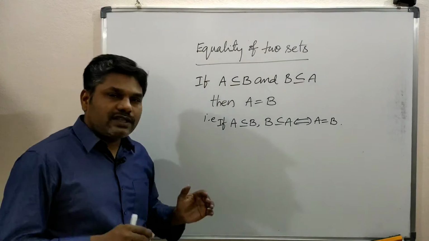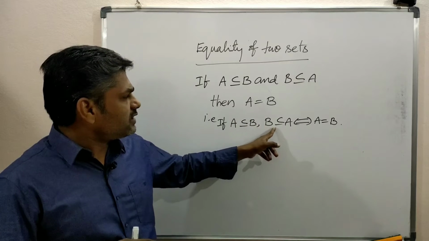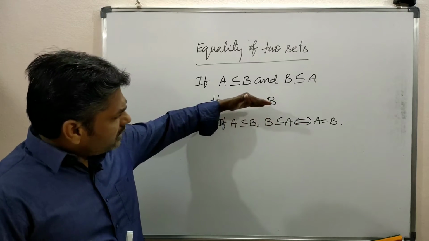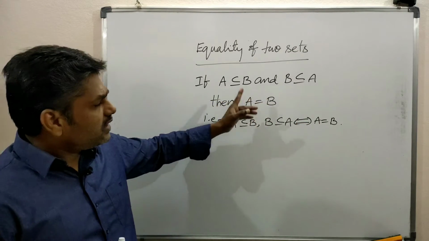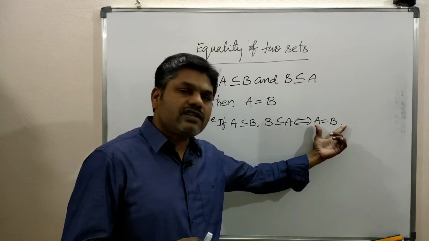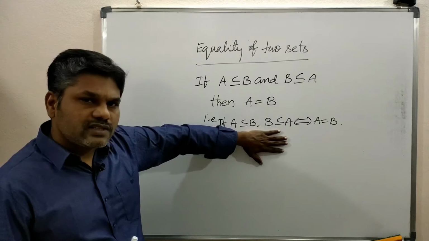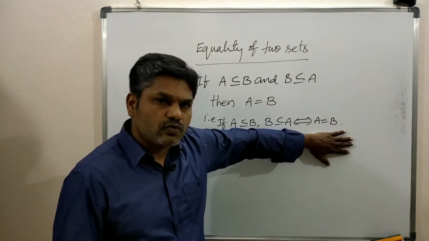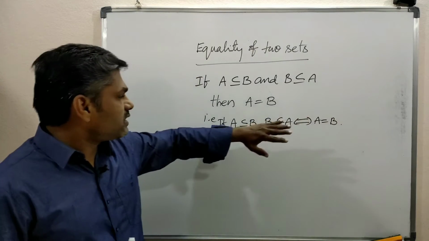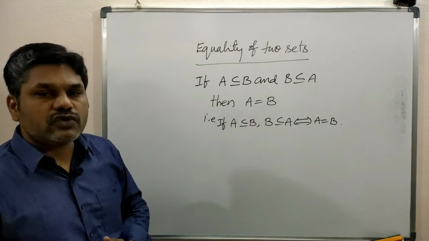So you may write that result. See, A is subset or equals to B and B is subset or equals to A. This is called double implies. Means if this condition is satisfied, then this is a result, and if this condition is satisfied, then this results. That means if you have this result, you may say that A is equals to B, and if you have A is equals to B, then you may say that A is subset or equals to B and B is subset or equals to A.